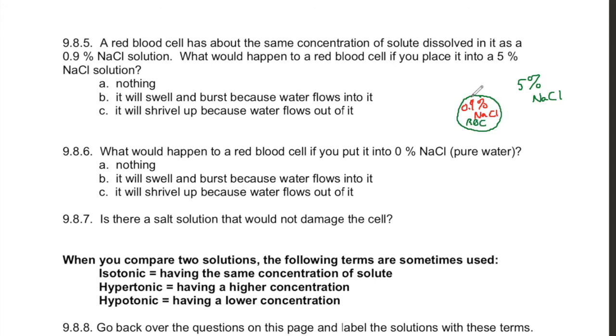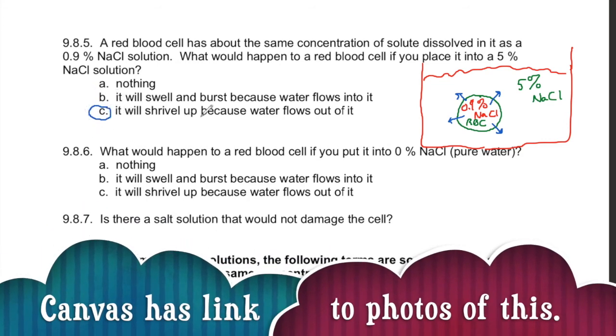So here's our red blood cell, and it has the same amount of particles as a solution of 0.9% sodium chloride would have. So if you put that cell into some sort of beaker, other container, test tube perhaps, that had a 5% sodium chloride solution, we are going to have water flow from an area of low concentration to an area of greater concentration to try to even these concentrations out. So we are going to have water flowing out of the cell in this case, that will cause it to shrivel up as the water flows out of it.